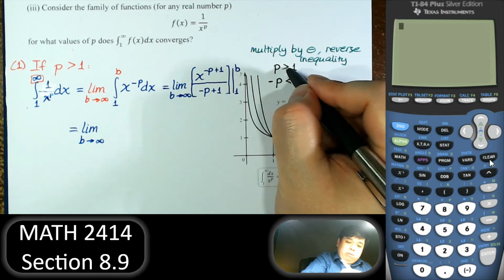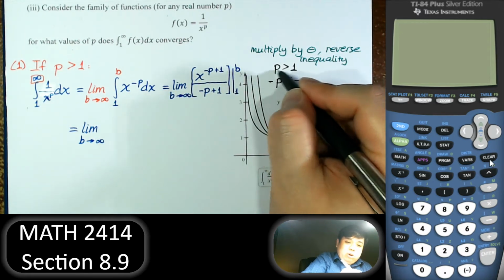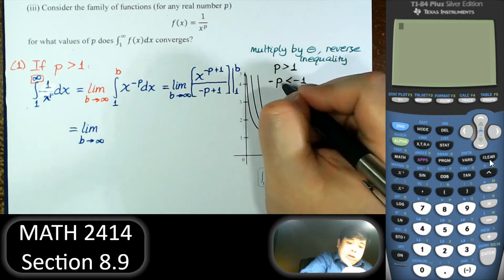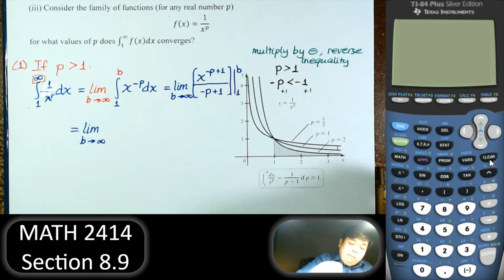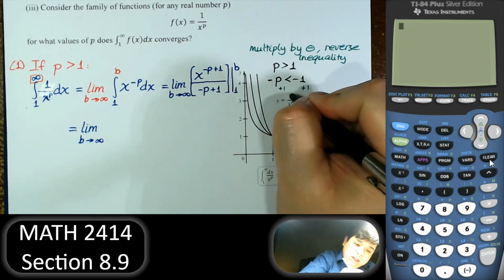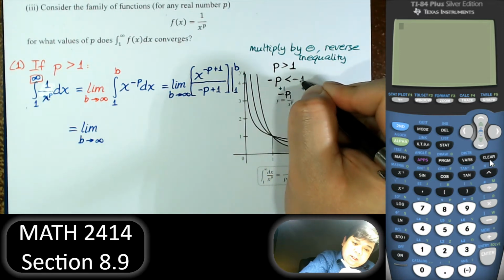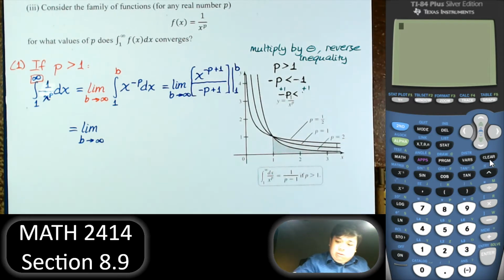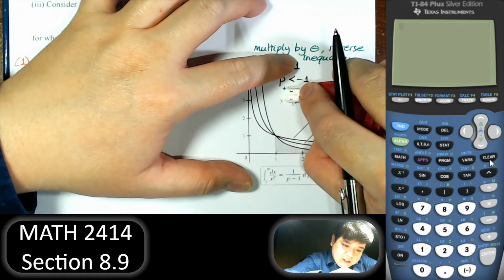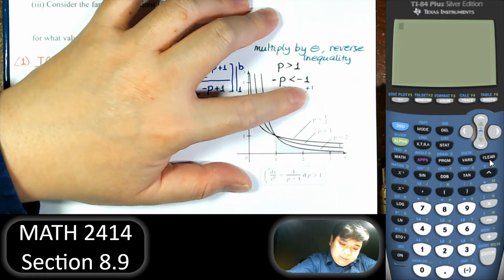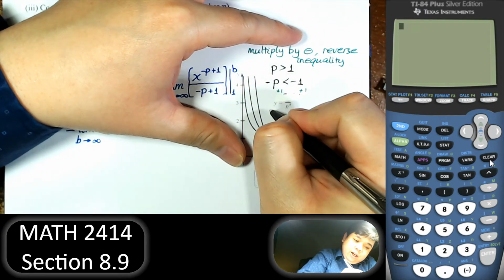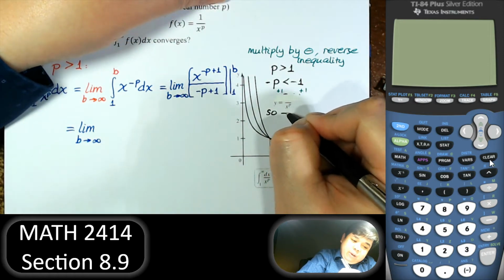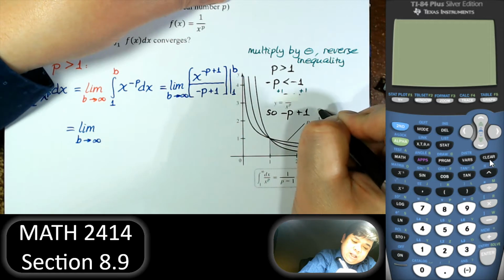So we reverse from greater than to less than when we multiply both sides by negative 1. Now we add 1 on both sides. So we have negative p, negative 1 plus 1 is 0, forgot the plus 1. So when we do that, we have negative p plus 1 is less than 0.